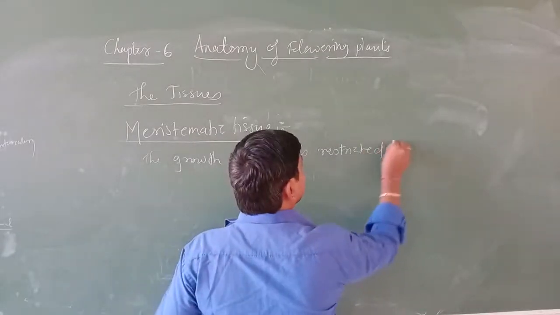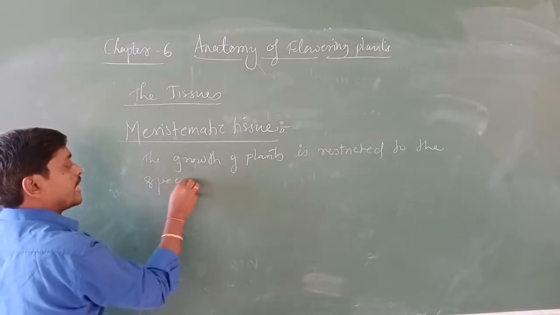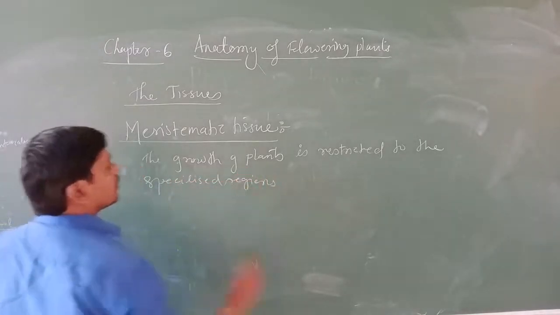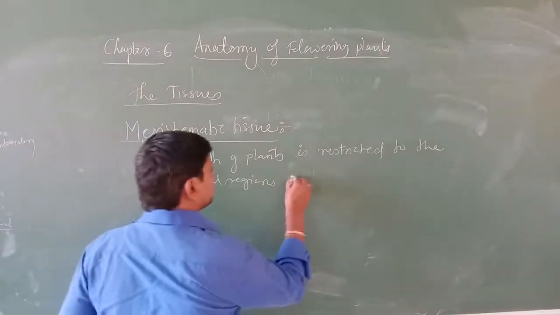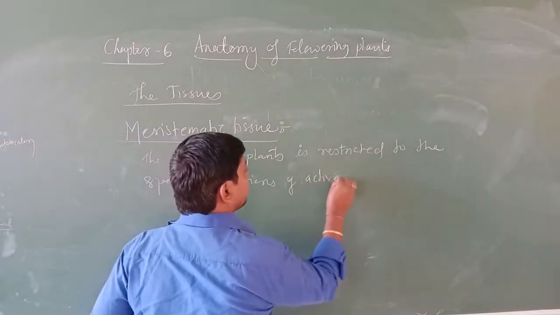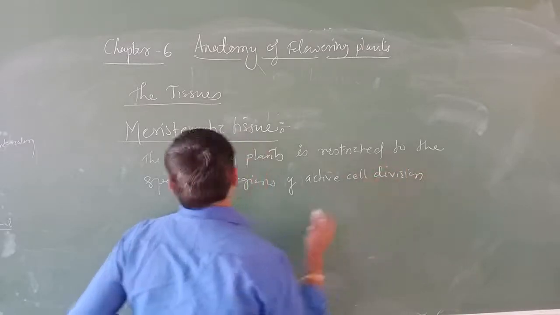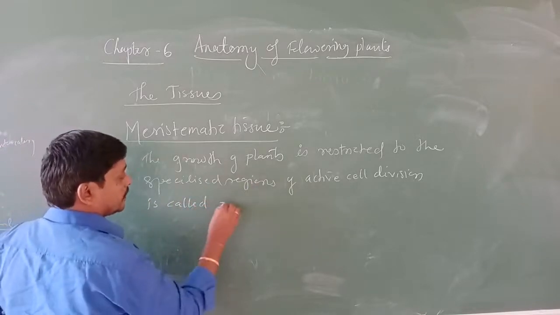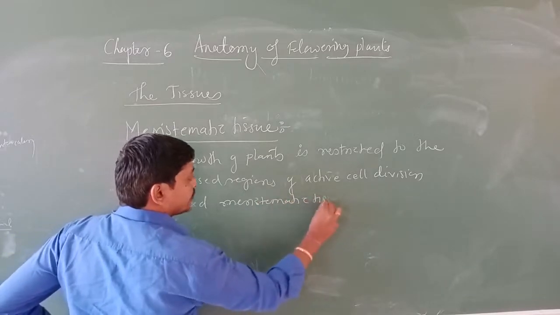Restricted to the specialized regions of active cell division is called meristematic tissue.